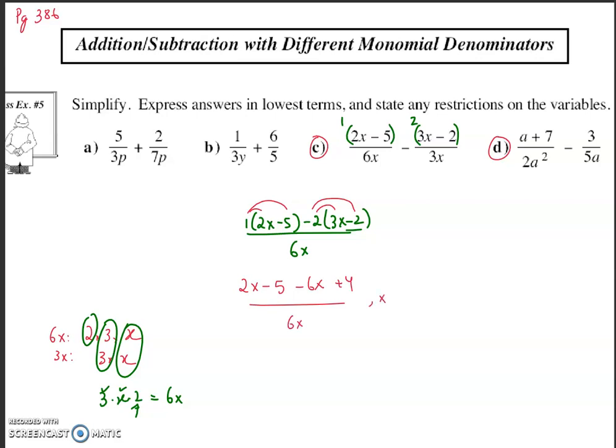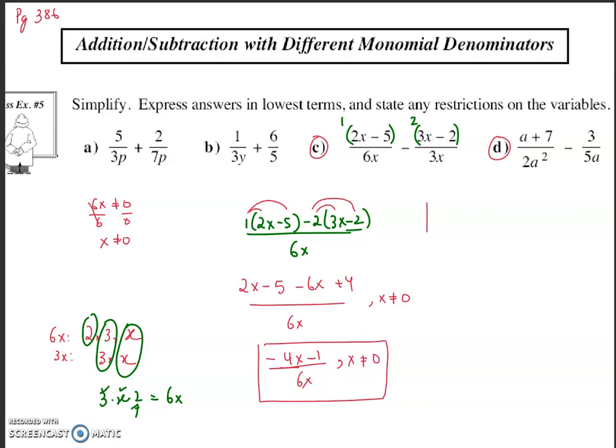And again, x cannot equal 0 because we don't want our 6x becoming 0. So 6x cannot equal 0, which basically means x cannot equal 0. That's our non-permissible value or restriction. Combining our like terms gives me negative 4x minus 1 over 6x. This is all that we really need to do with it. We can't reduce it any further, so this ends up becoming my final answer.